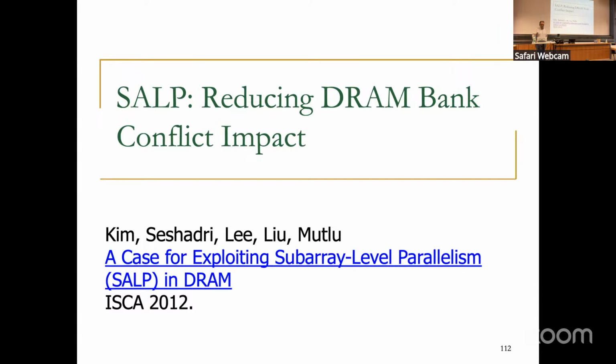So this paper, SALP, the key idea, I think you have seen a little bit yesterday when we discussed access refresh parallelism, where we wanted to parallelize between accesses and refreshes in DRAM. But SALP is actually more than that. It is talking about access to access parallelism, so you can provide parallelism across different subarrays. SALP stands for Subarray-Level Parallelism, so the name gives you some idea what it is.